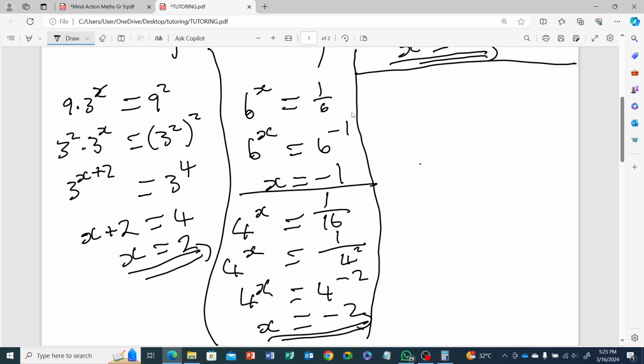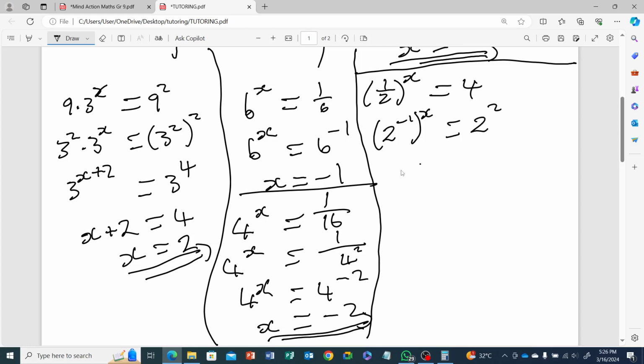Now, how do you deal with this? We have a half, all raised to the x, is equal to 4. Now how do you deal with this? Since you have a 2 on this side, you make 4 to be in the base of 2. So we are going to have 2 to the exponent of negative 1, all raised to the x, which is equal to 2 to the exponent of 2.